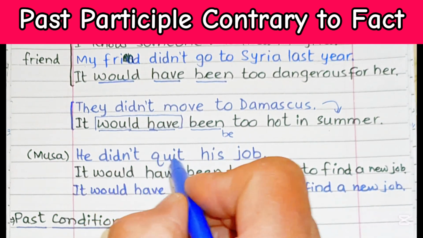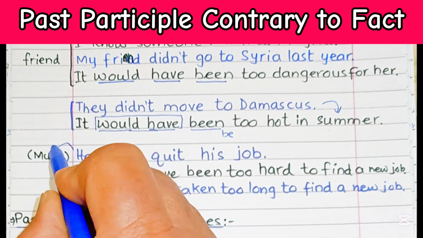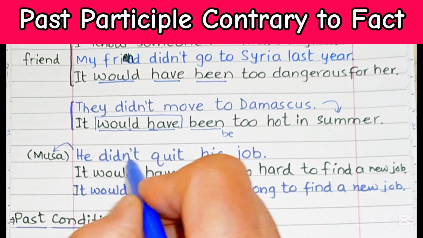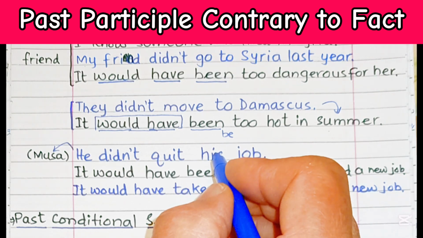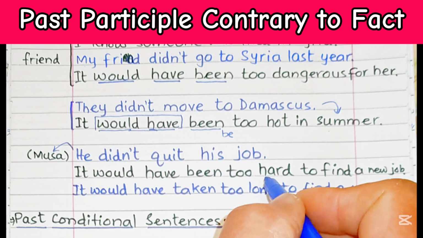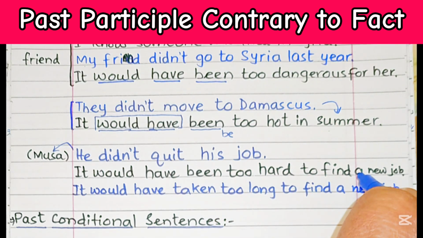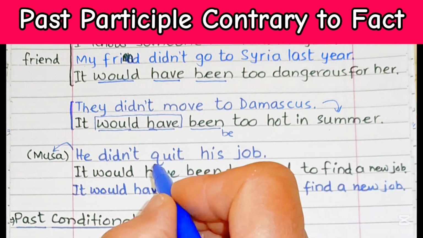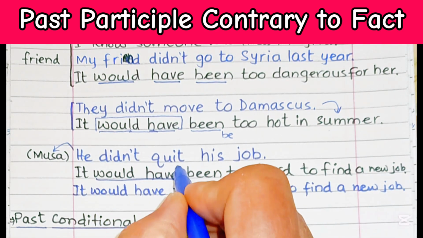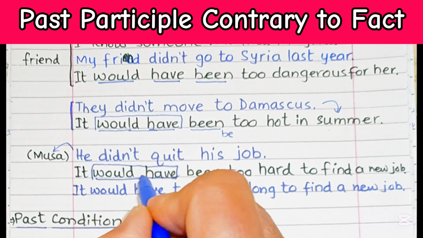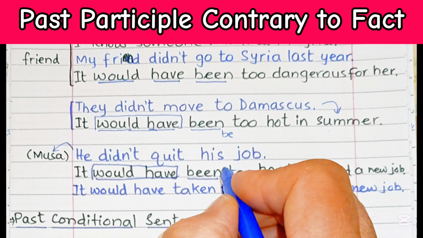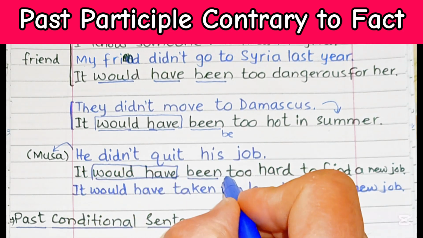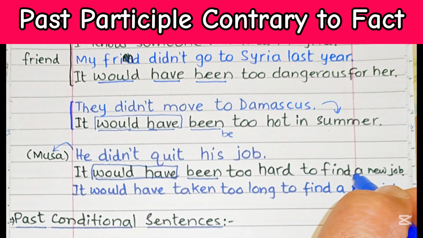Now, he didn't quit his job. Let's suppose that this person is Musa. So Musa didn't quit his job. What was the reason he didn't quit his job? It would have been too hard to find a new job. So would have is written over here, and then here is the past participle. It would have been too hard to find a new job.